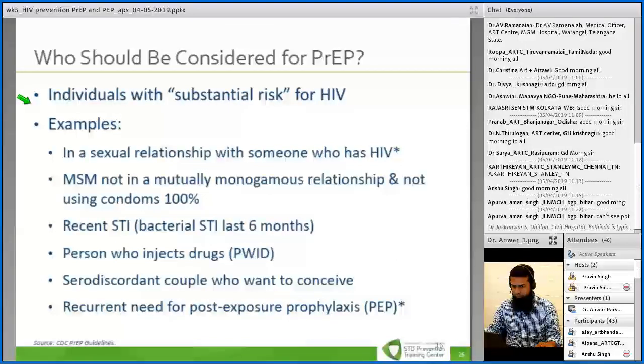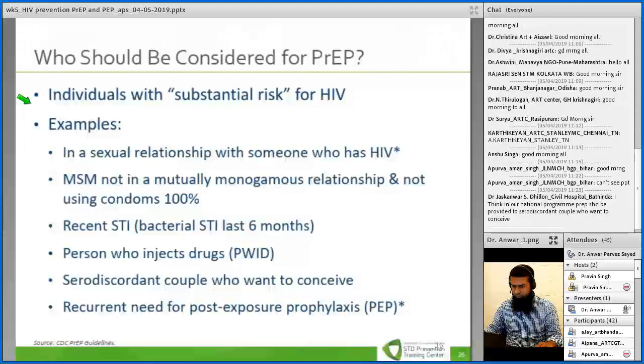We'll come to that discussion about people who inject drugs, or IDUs as we call them in the program. They obviously have the risk of HIV acquisition. Then serodiscordant couples who want to conceive. This is one scenario which many of us might have come across. They might come to you and say that they want to conceive, and ask if there is any kind of protection. If the male is positive and the female is negative, and they want to conceive, obviously the risk of HIV will be to the woman, and that can be prevented in a sense.